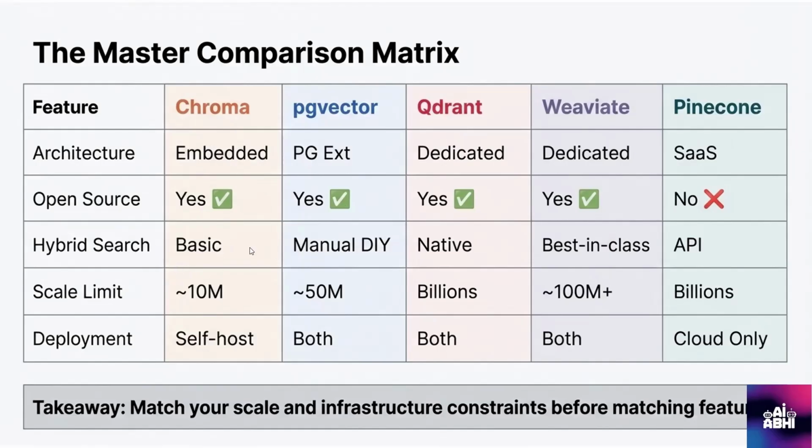Hybrid search: Chroma is basic, pgvector we need to do manually, Qdrant is native, Weaviate is best in class, and Pinecone gives it to us through API. Scale wise, Chroma's scale limit is nearly 10 million vectors, pgvector is 50 million, Qdrant is billions, Weaviate is nearly 100 million plus, and Pinecone is billions. For deployment, we can self-host Chroma, pgvector and Qdrant, and for Weaviate both are possible, and Pinecone is cloud only. So you need to match your scale and infrastructure constraints before matching the features. Okay, let's move to the next slide.